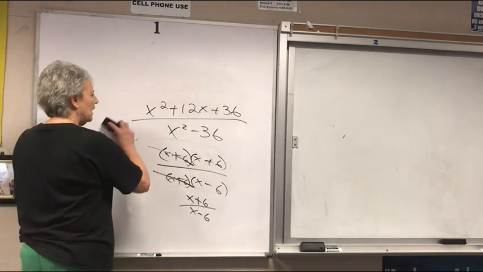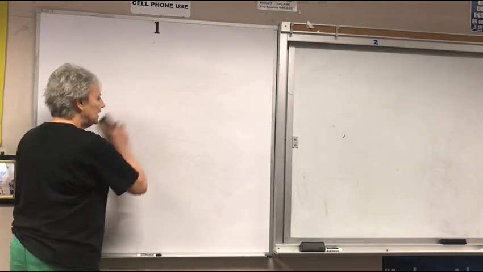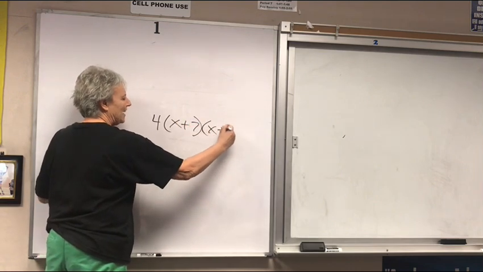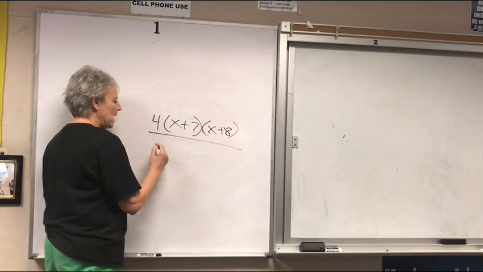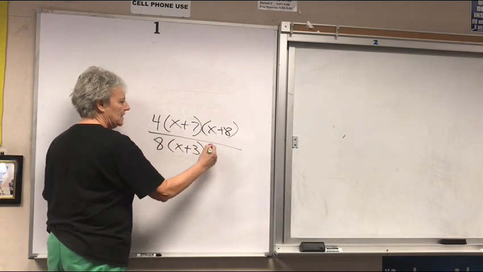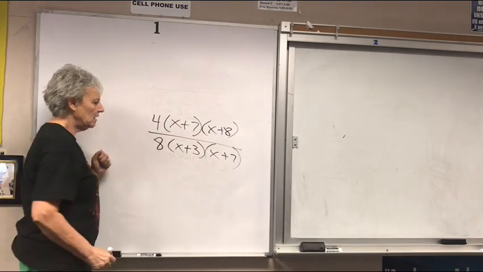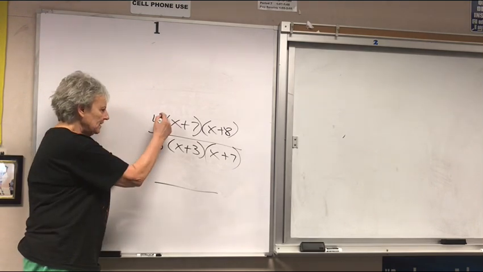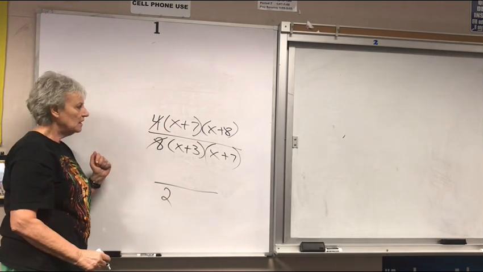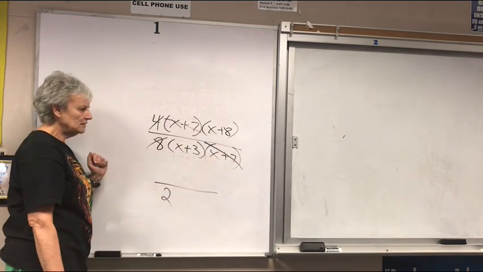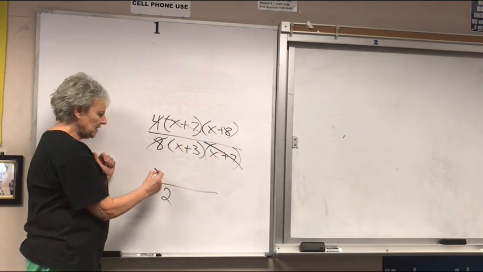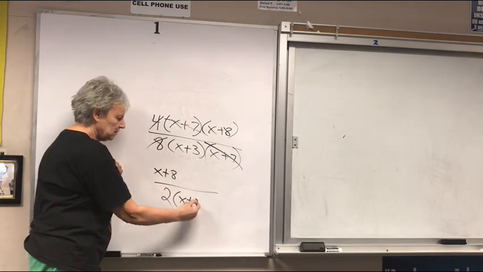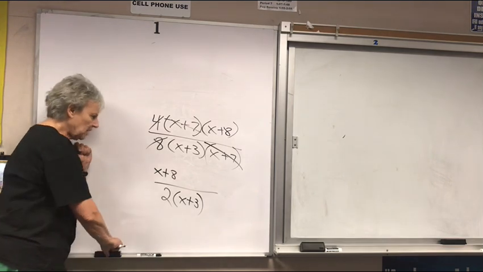Now, I want to show you some. I had a lot of questions like, can I do anything here? Like 4 times x plus 7. Let's say you factored and that's what you got. And then you had 8x plus 3, x plus 7. Well, 4/8 is 1/2. So that becomes a 2. Those cancel out, and all you have left on top is x plus 8, and on the bottom, 2 times x plus 3. Here's another example.